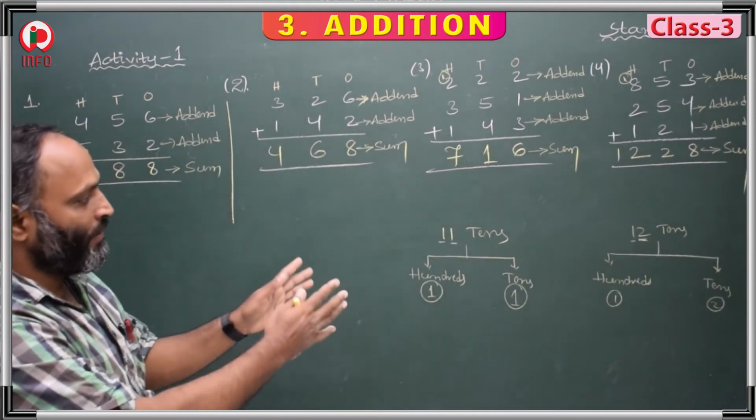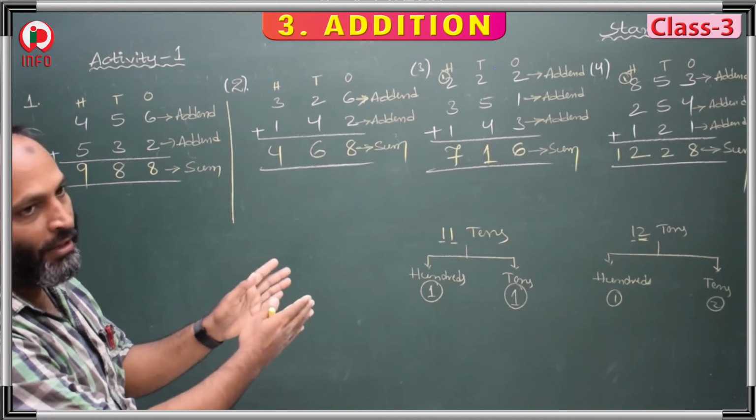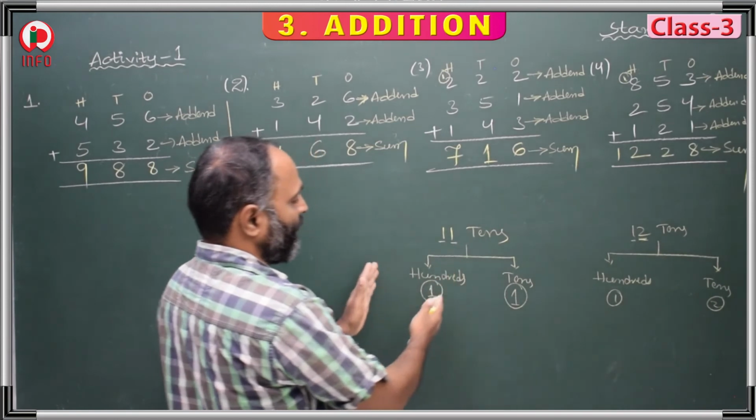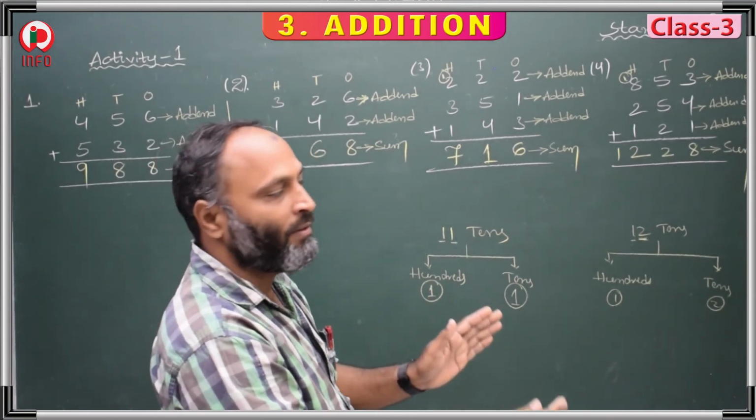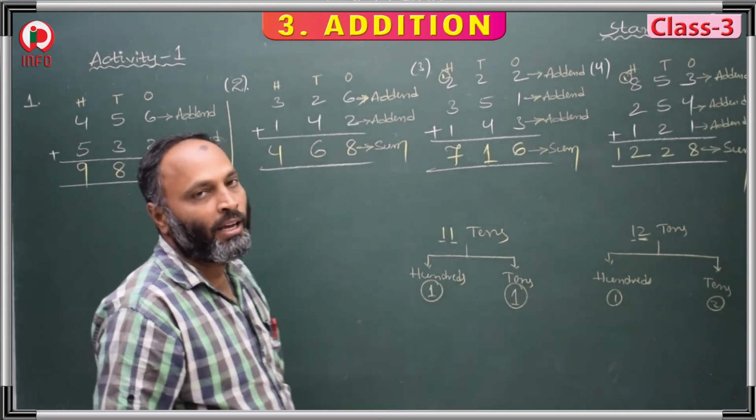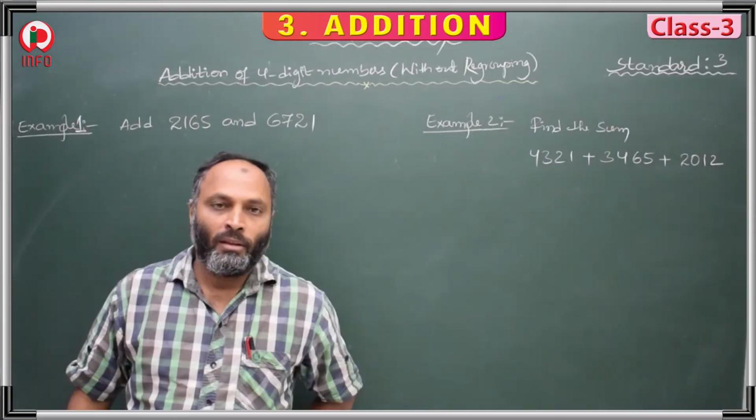So in this way we have to regroup. When a double digit number comes in the tens place, we have to take tens and 100. When a double digit number comes in the ones place, then ones and tens. Like this we have to take and we have to write.